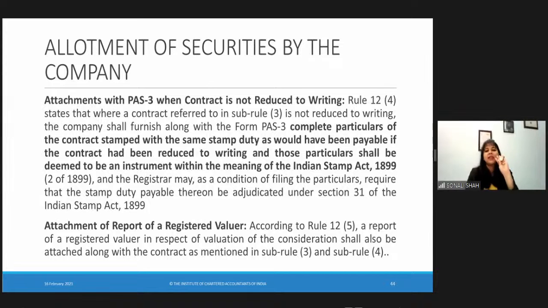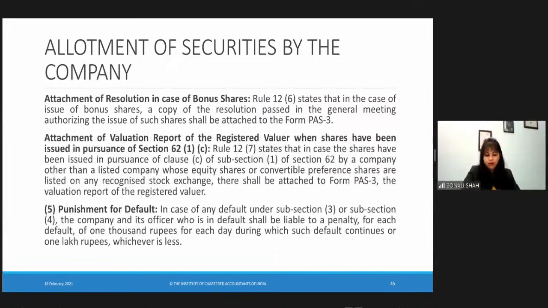Who will determine the value of this watch? The value of this watch will be determined by the valuer. So the valuer is the person who gives a statement on what should be the value of the watch, and accordingly the number of securities are allotted. So the report that is issued by the valuer also has to be provided.